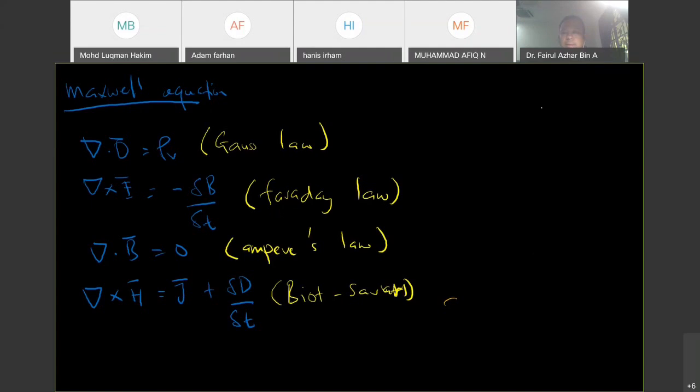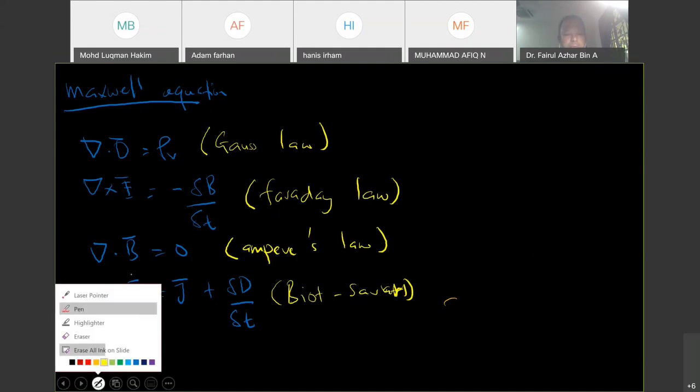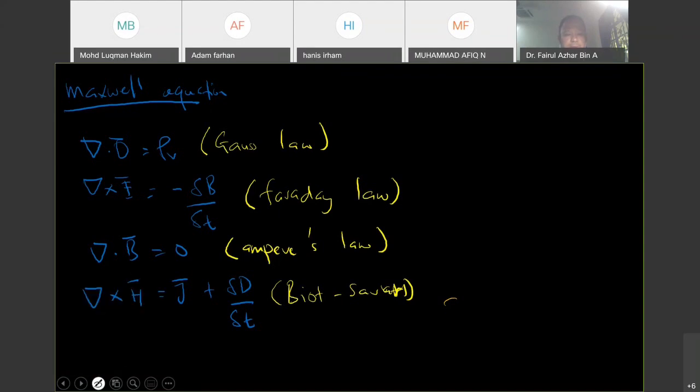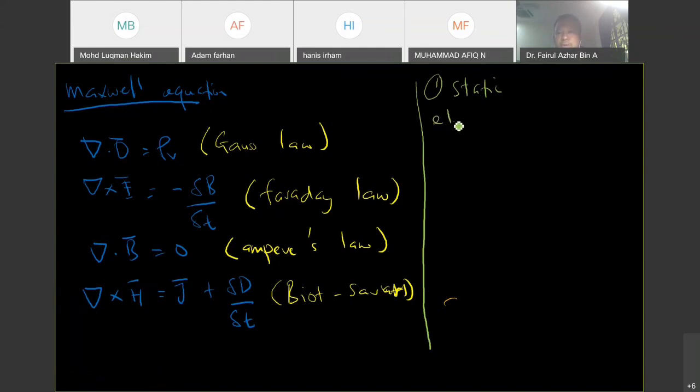All right, as we have studied before, in electromagnetic analysis we have two kinds of analysis. First we have static. If we consider electric field, then we will have electrostatic, and if we consider a magnetic field, then we will have magnetostatic.